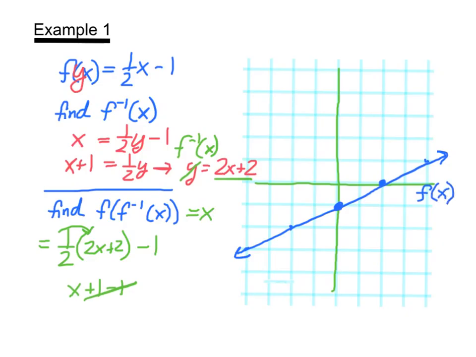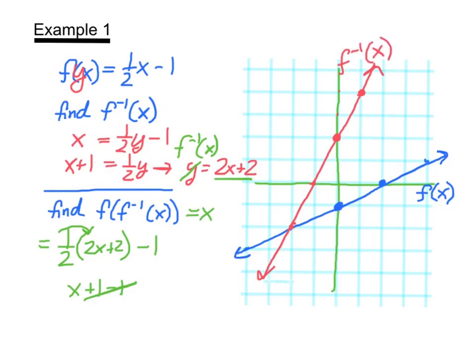Okay, and the inverse of f of x is 2x plus 2. So this will cross the y-axis at positive 2, and my slope is 2 over 1, so I'm going to go up 2 over 1. I can also go down 2 over 1 in the opposite direction. Okay, and so this is my inverse function.